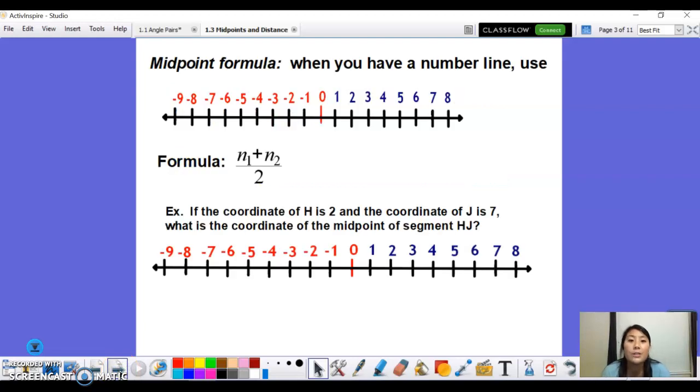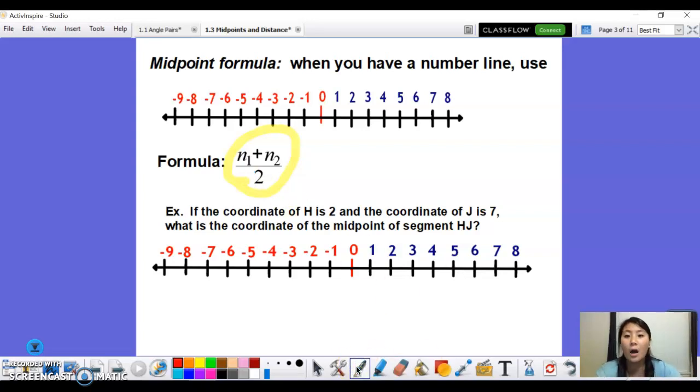All right, so the first thing we're going to review is how to find the midpoint formula just using a number line. So we did this in preparation for our Chapter 1 quiz, but let's go ahead and review it. So this is the formula right here for how to find the midpoint when you're given a number line. So you add the two numbers and you divide by 2.